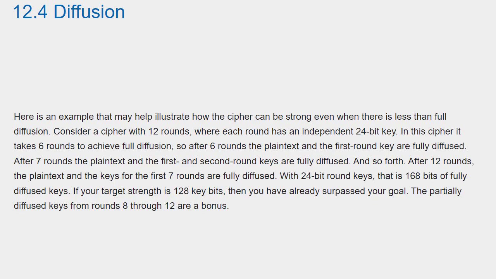Here is an example that may help illustrate how the cipher can be strong even when there is less than full diffusion. Consider a cipher with 12 rounds, where each round has an independent 24-bit key. In this cipher, it takes 6 rounds to achieve full diffusion, so after 6 rounds, the plain text and the first round key are fully diffused. After 7 rounds, the plain text and the first and second round keys are fully diffused, and so forth. After 12 rounds, the plain text and the keys for the first 7 rounds are fully diffused. With 24-bit round keys, that is 168 bits of fully diffused keys. If your target strength is 128 key bits, then you have already surpassed your goal. The partially diffused keys from rounds 8 through 12 are a bonus.